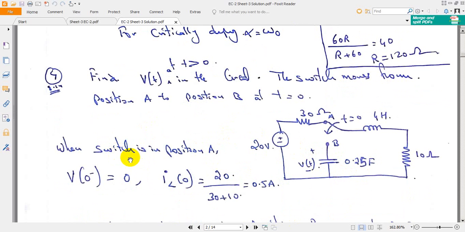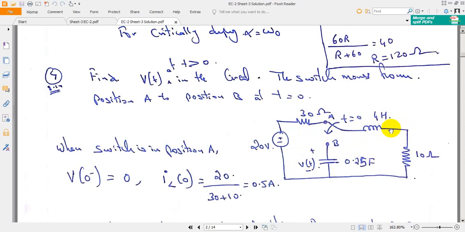Initially the switch is connected to position A. So when the switch is in position A, v(0-) is equal to 0, and i_L(0-) is the current through the inductor. What is v(0-)? This is the voltage across the capacitance before the switching operation. It is not connected to the power supply, hence the voltage across this capacitance will be 0. And what about the current flowing through the inductor?